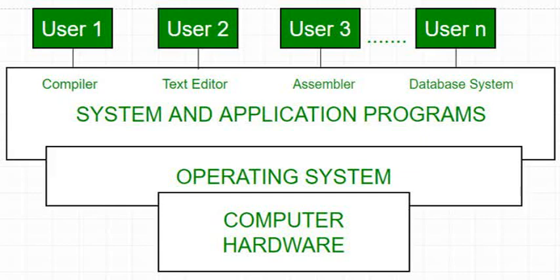For hardware functions such as input and output and memory allocation, the operating system acts as an intermediary between programs and the computer hardware. Although the application code is usually executed directly by the hardware and frequently makes system calls to an OS function or is interrupted by it.